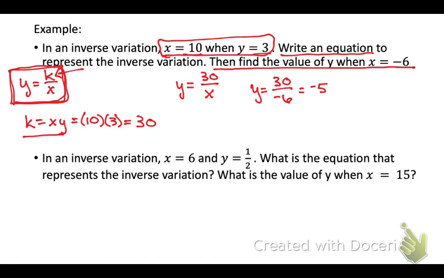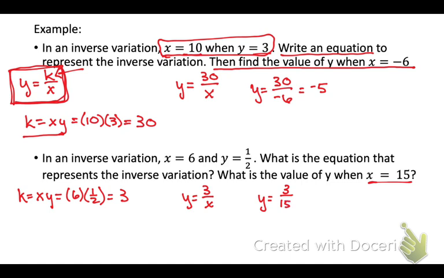The first thing I need to do is find k. K equals x times y. I would suggest writing that on your paper today. What's x? 6. What's y? 1/2. Half of 6 is 3. So my equation is y equals 3 over x. That's the first part. What's the next part? Y equals 3 over 15. So y equals 1/5.